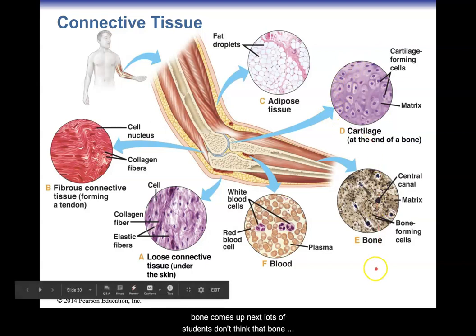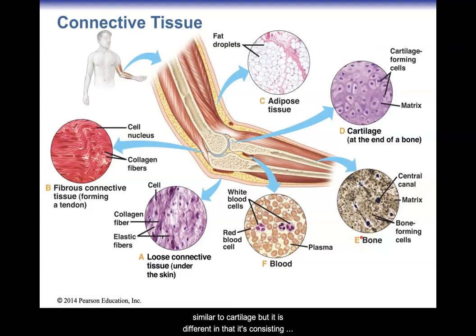Bone comes up next. Lots of students don't think that bone tissue is alive. Bone tissue is very much alive and very similar to cartilage, but it is different in that it consists of a hard mineral deposit matrix composed of calcium and phosphate. So we'll learn more about that later. That is a connective tissue type as well.